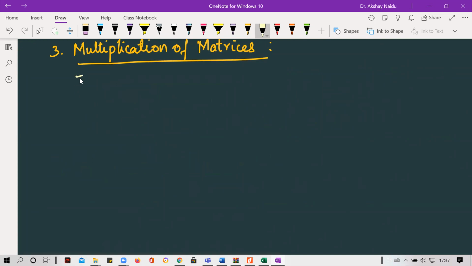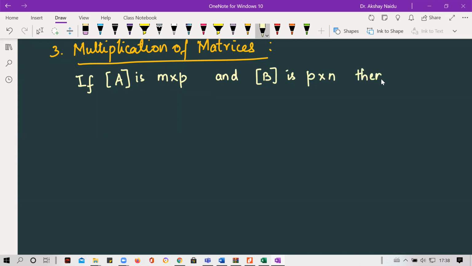Very important: if matrix A is m cross p, and matrix B is of the order p cross n, then we define A into B. I will write it like this: A m cross p times B p cross n will be equal to C m cross n.